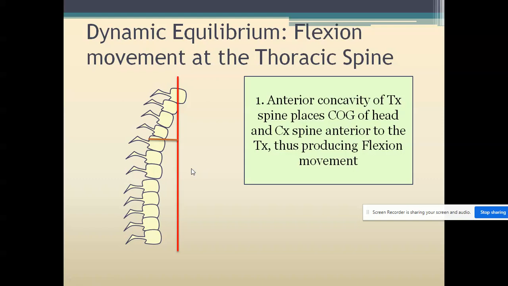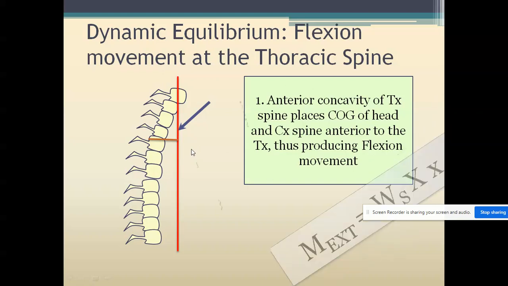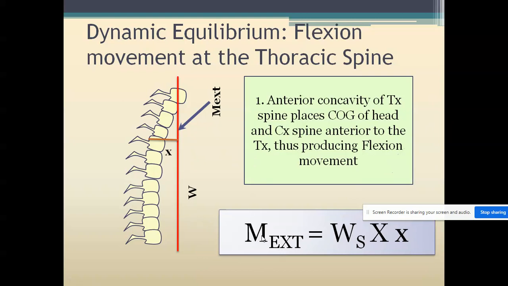Now, equilibrium is nothing but an equal amount of force. Let's check how this force is maintained. That arrow shows the moment arm of the flexion movement of the thoracic spine. Because of the slouched posture, the COG falls anteriorly. Thus, there is flexion movement produced at the thoracic spine. This is the first point.